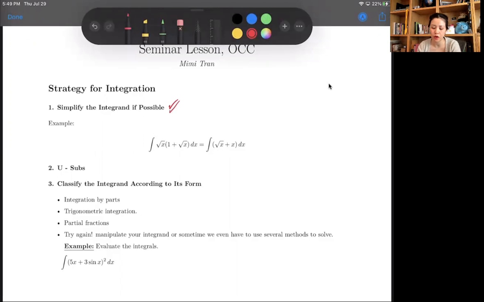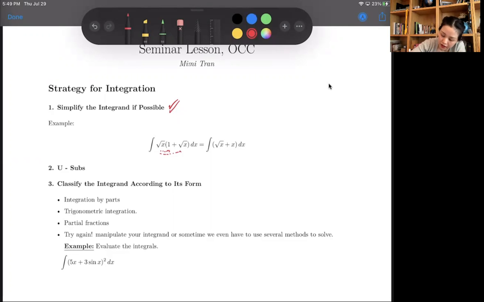Okay, for example, this problem right here, I have the integral of square root of x times the quantity 1 plus square root of x dx. So what I did is I distribute the square root of x into the parentheses. So I have the integral now is square root of x plus x dx, right?